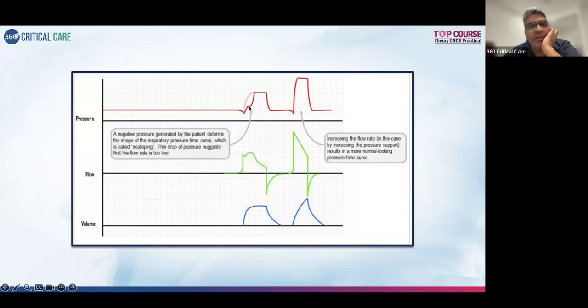So we talked about that. If there is a low flow, you will have scalloping in the pressure waveform. That is a diagnostic marker of a low flow state and you have to increase it. You can see that scalloping also in the flow time scalar. If you increase the flow, then it gets better with a regularized pressure time scalar there. So this is scalloping, an important finding for flow deficiency.